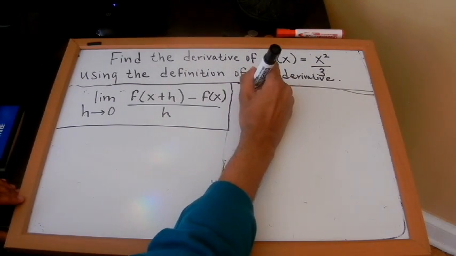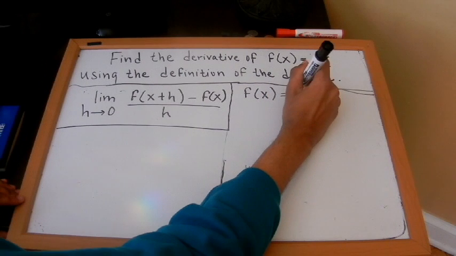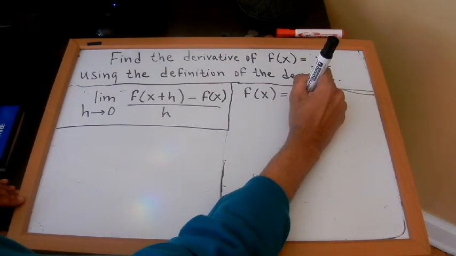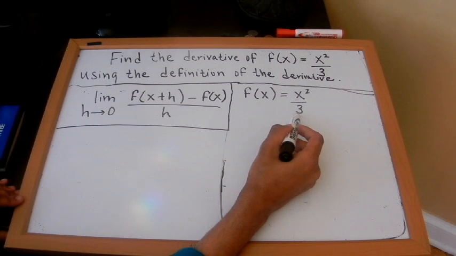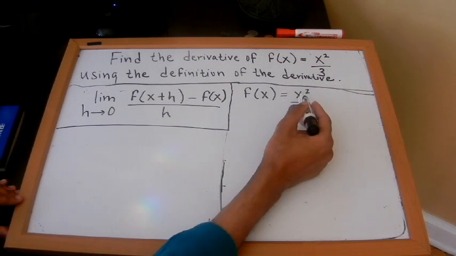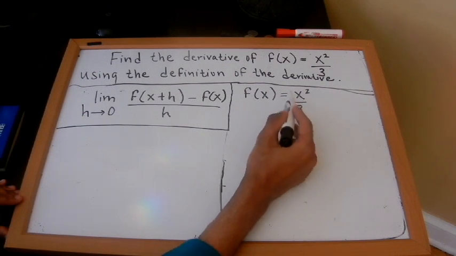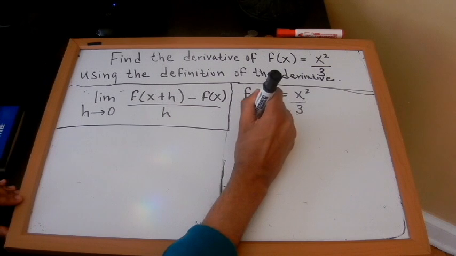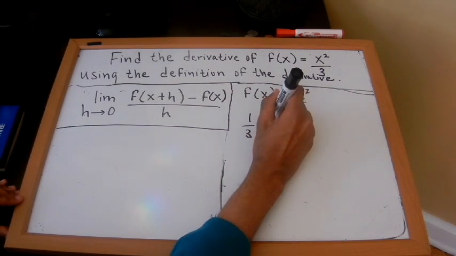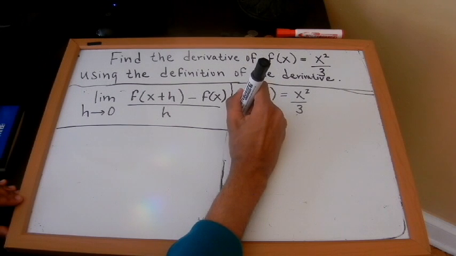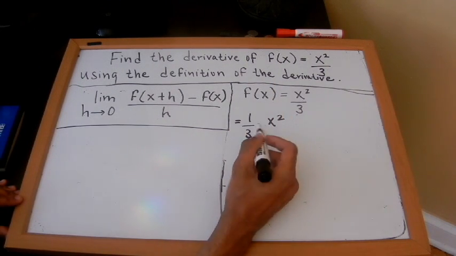So let's get started. Here's my function, x squared over 3. Notice that it has a 3 in the denominator, and I personally don't really like working with fractions, so I'm going to try to manipulate our function so that I only have to calculate the derivative of the x squared. In order to do that, I simply pull the 1/3 out in front of the x squared, like this. So we'll have 1/3 times x squared.